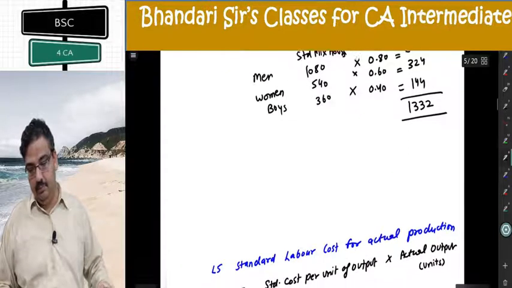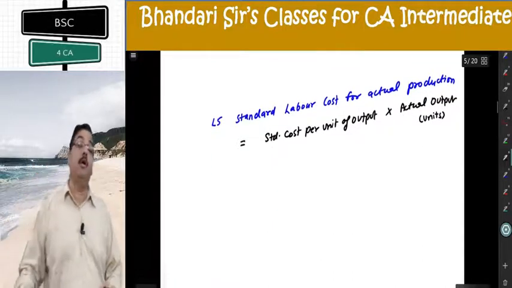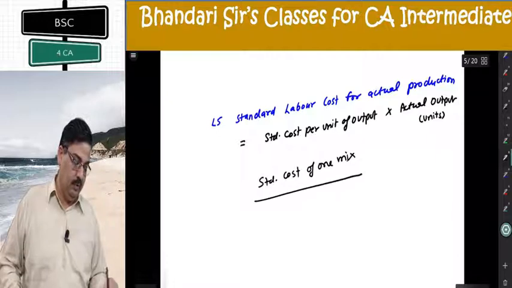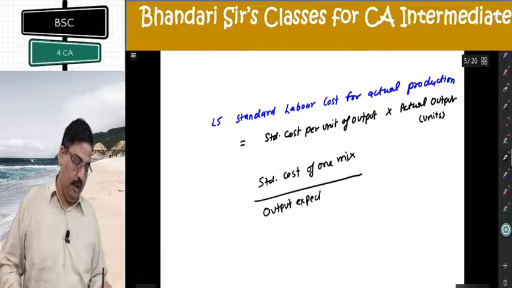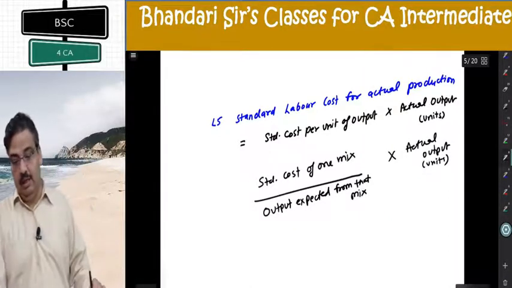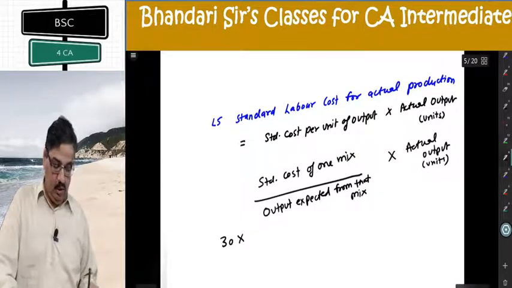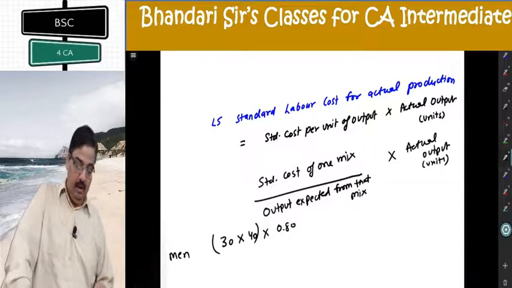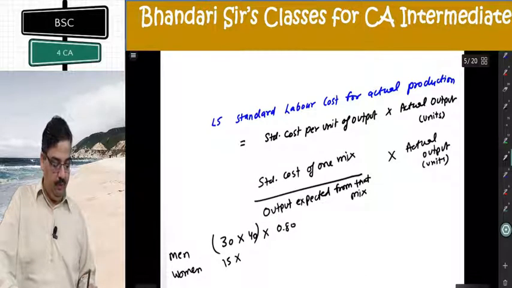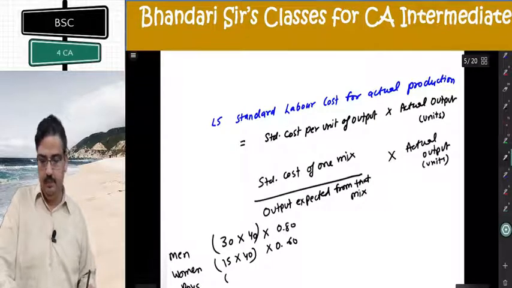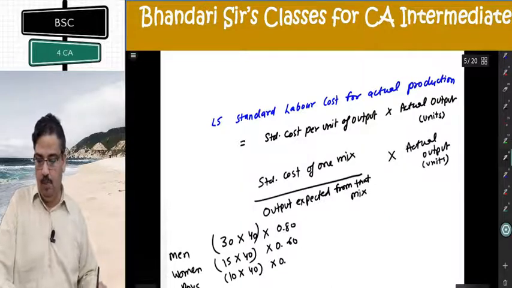Lastly, standard cost per unit of output, what should I get? Standard cost of one mix divided by output expected from that mix, multiplied by actual output in units. Now for one mix, I am computing a standard cost. 30 into 40 into 0.80 for men: 30 men, 40 hours per man multiplied by 80 paisa. Women, 15 into 40 into 0.60. Boys, 10 into 40 into 0.40.